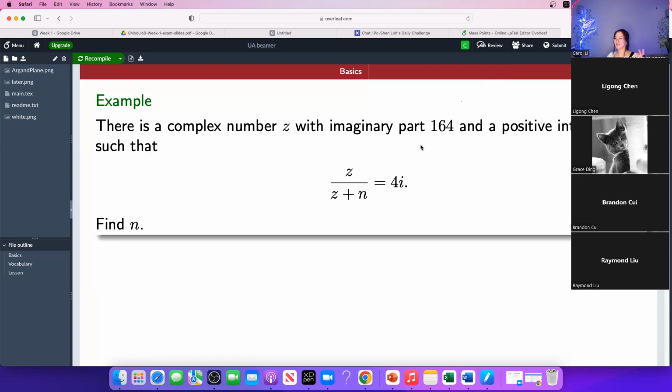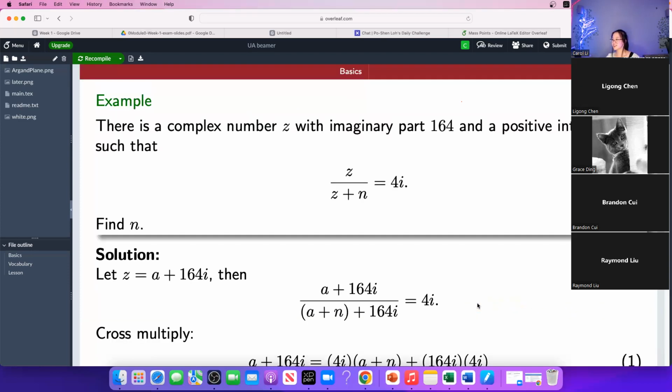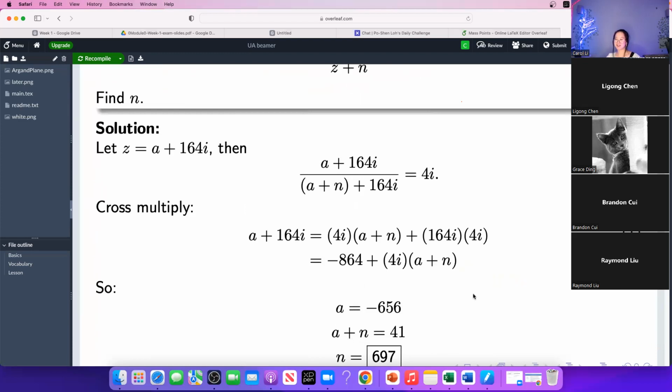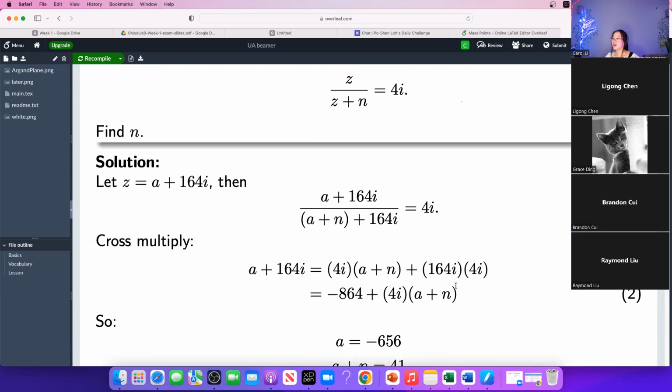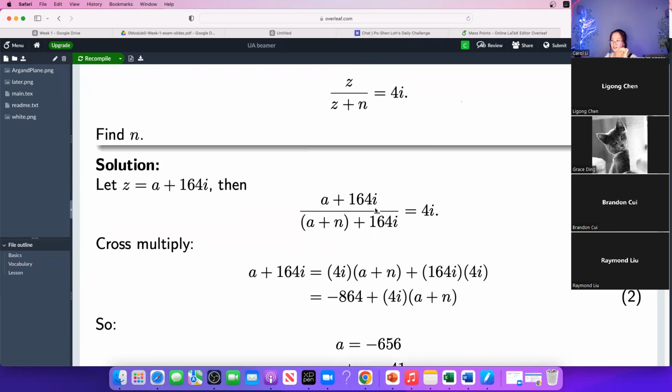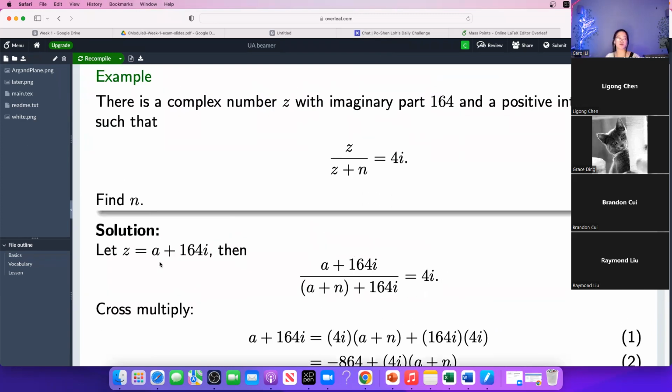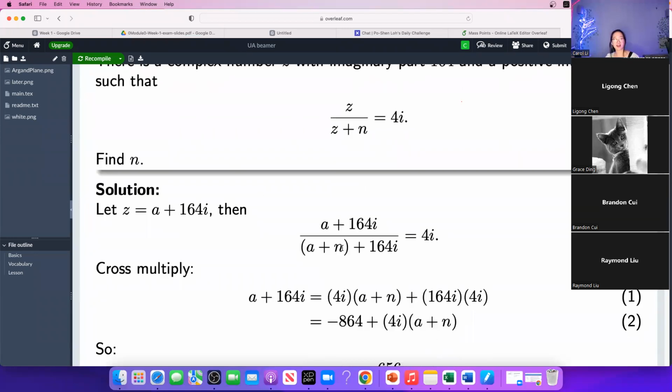Okay, so I have the solutions here. For this question, you don't actually need anything, you just need to know a plus bi and split it like that. I typed out the solution. So the solution is: let z equal a plus 164i. Once you get this, you know that a is a real number, and you see that the imaginary part is 164i, that's where we got that, and a positive integer. That's why I specifically paired it with the a, because a plus n, this part is real.